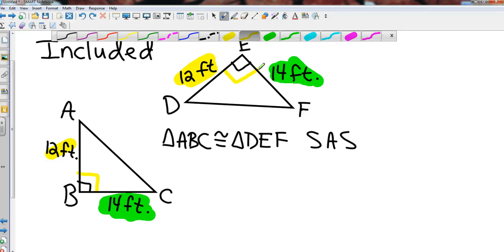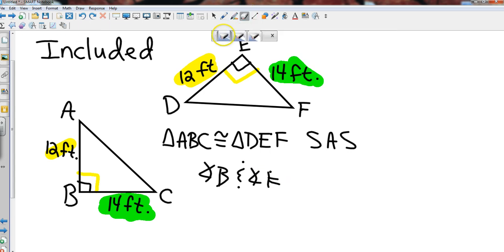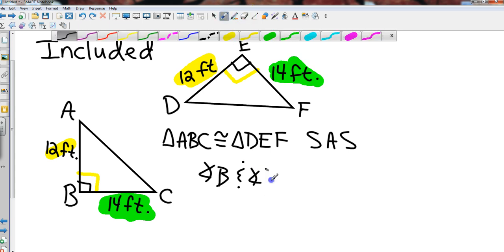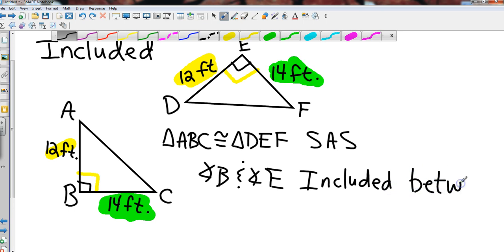Okay, again, angle B and angle E, excuse me, are included between the congruent sides.